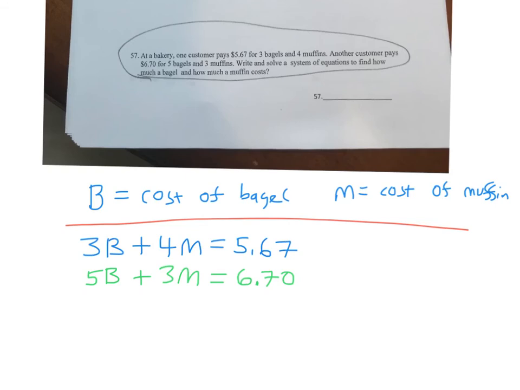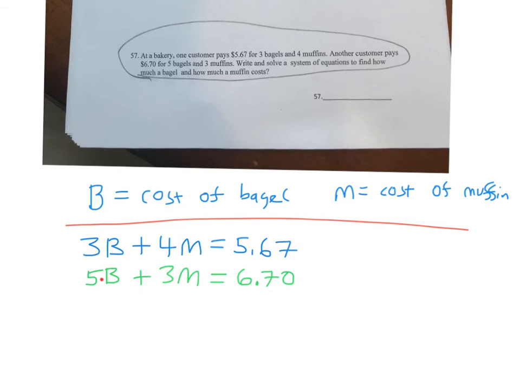And it's not obvious which variable to get rid of first, because elimination means you want to eliminate one of the variables so you can just solve for the other one real quick. Let's just choose to get rid of the b's first. If I could turn this into a negative 15 and that into a positive 15, then they would cancel, right? Because you want to find a good multiple of 5 and 3, preferably a least common multiple, and one of them has to be negative and one positive.